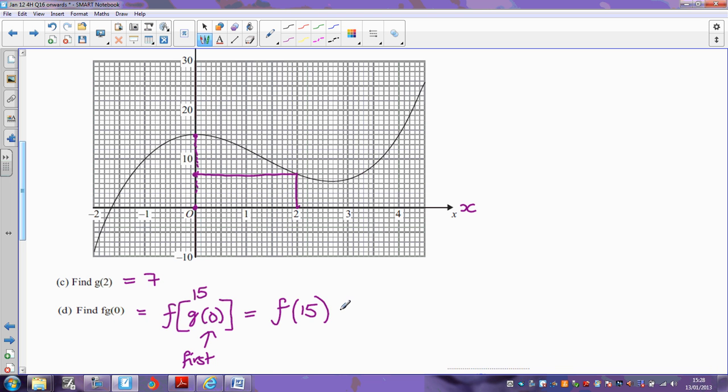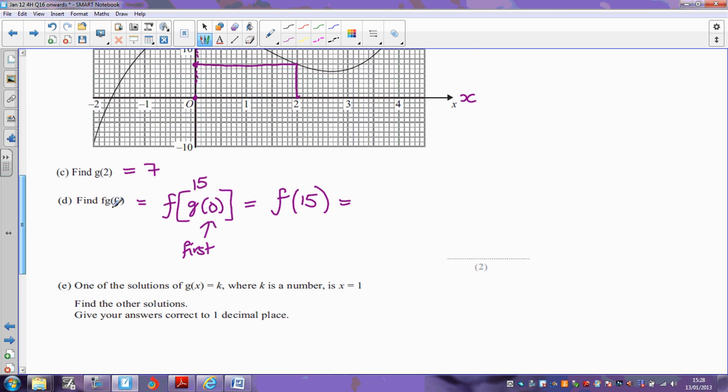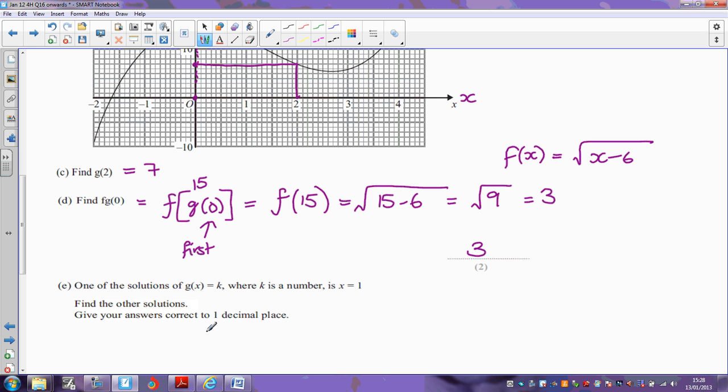Now to find f of 15, we haven't got the graph of f, but we do know that f of x is the square root of x minus 6. So just write it down here again. f of x is the square root of x minus 6. So f of 15 is going to be the square root of 15 minus 6, and the square root of 15 minus 6 is the same as the square root of 9, and the square root of 9 is equal to 3.